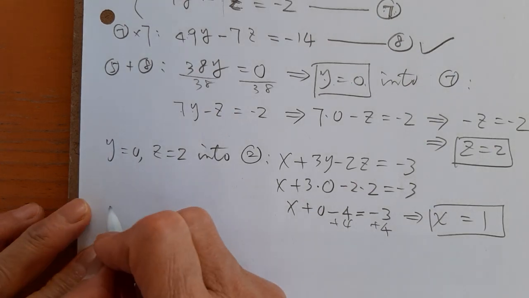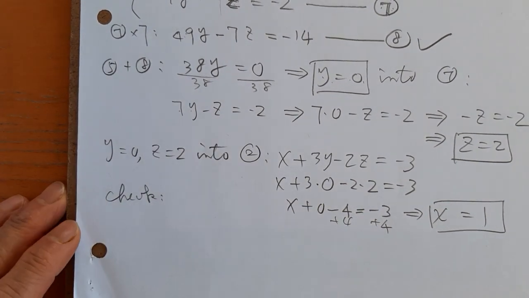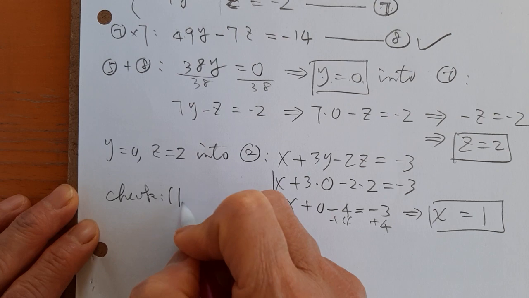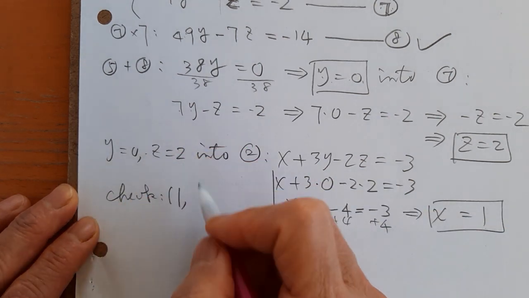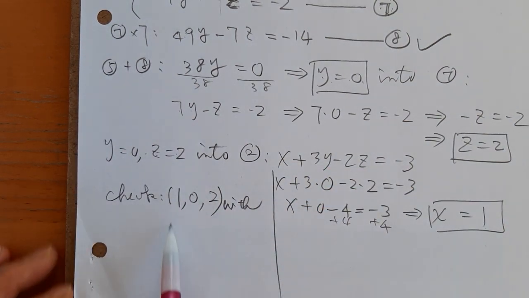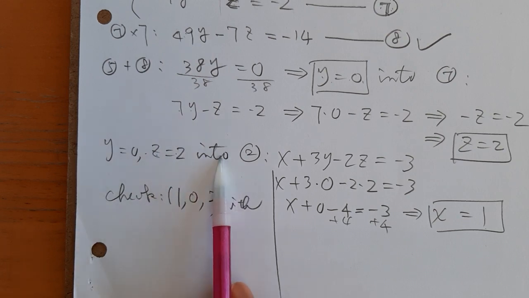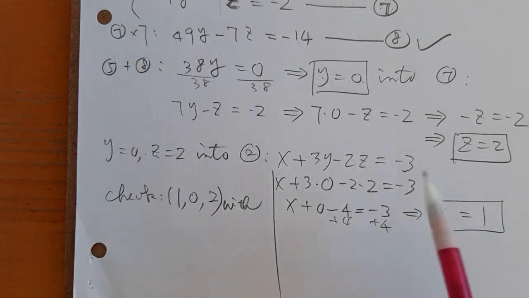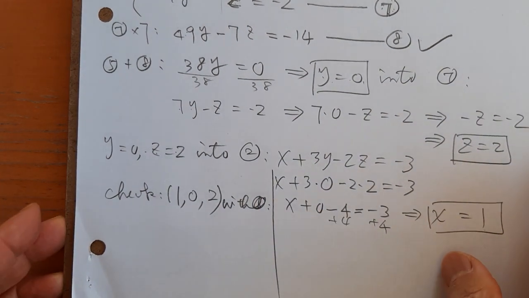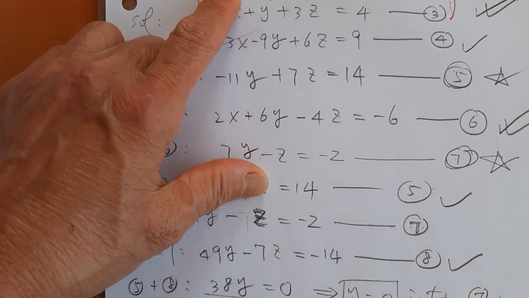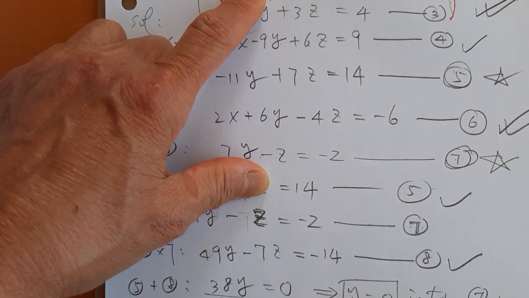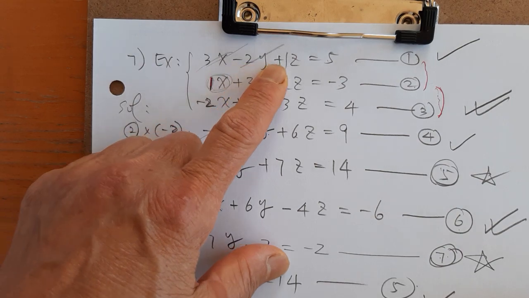Now we go check. Your solution is x coordinate equals 1, y coordinate is 0, z coordinate is 2. Which equation do you check with? Since we plugged y equals 0 and z equals 2 into the second equation to get x, you don't have to check with the second equation. We will check with the first equation. The first equation is 3x minus 2y plus z equals 5.